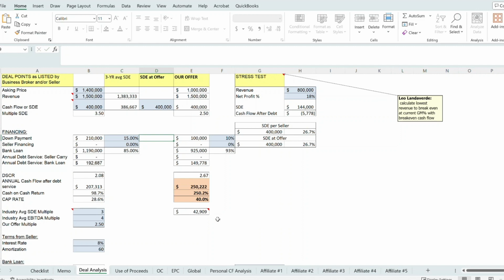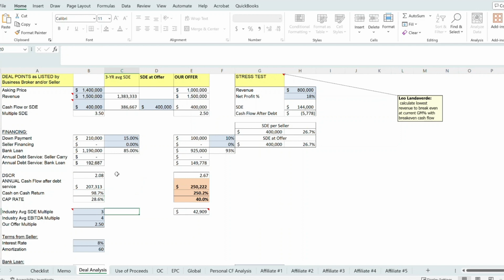Debt service coverage ratio right out of the gate is 2.08. If you notice this cell right here, 2.08, and the annual cash flow after debt service is 207. Our cash on cash return on the 210 is 98.7, not bad. And our cap rate, if there was real estate involved, is 28.6. There's no real estate, so cap rate doesn't apply to this deal.